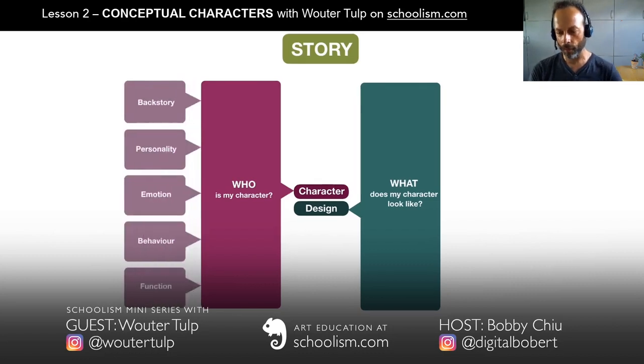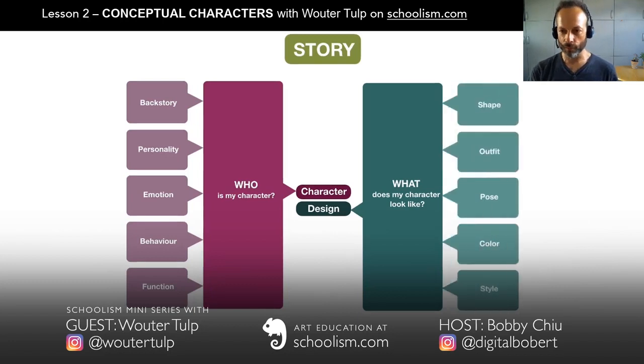So then there's a left column of the toolbox where we can ask questions about who the character is, starting with the story, but also the personality, the behavior, the emotion, everything that has to do with who the character is. And then the opposite side deals with what the character looks like. So that has to do with the shape, the outfit, the poses, color, style.